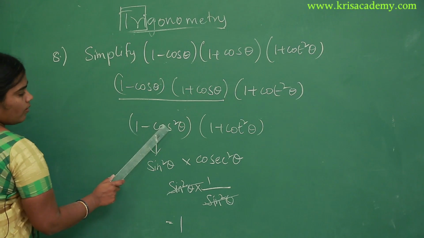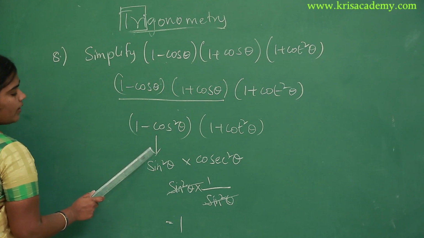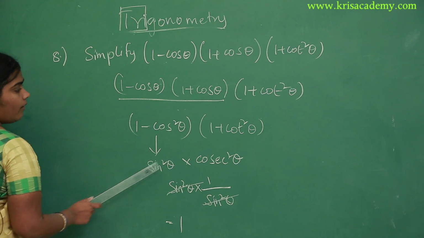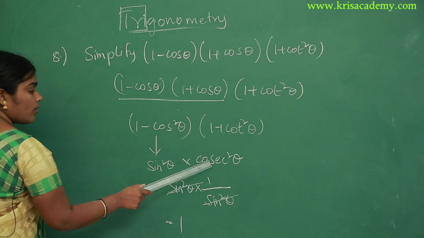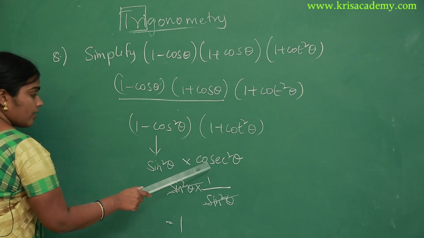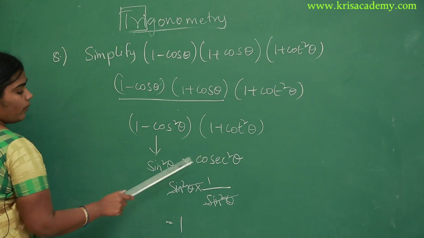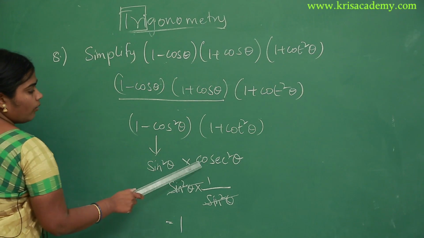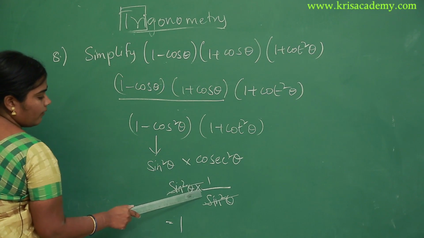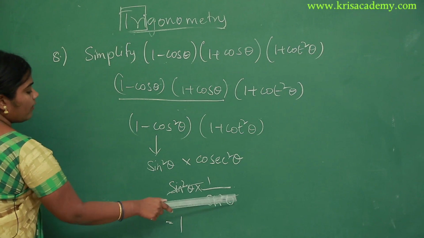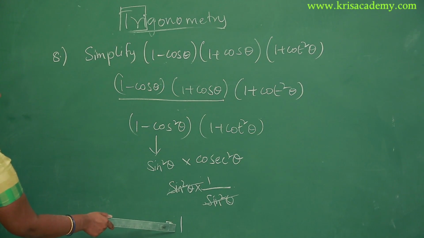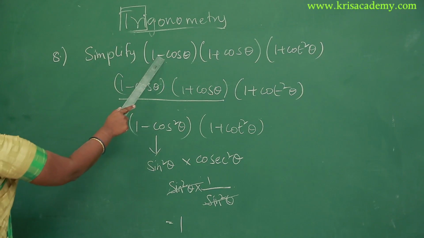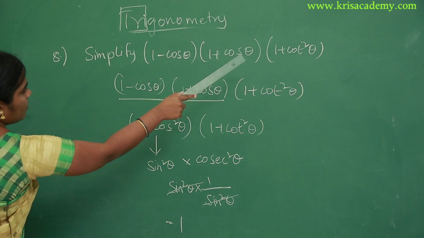Now 1 minus cos square theta, by the trigonometric identity, is sin square theta. 1 plus cot square theta, by the trigonometric identity, is cosecant square theta, and cosecant theta is the reciprocal of sin theta. So cosecant square theta we write as 1 by sin square theta. Sin square theta will get cancelled. The answer is 1.